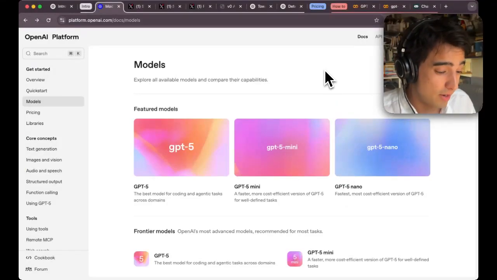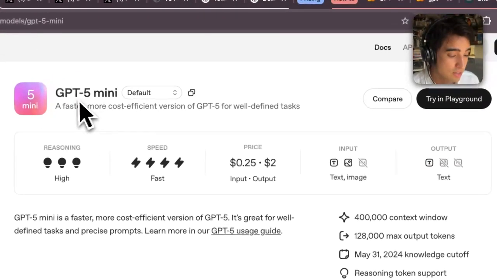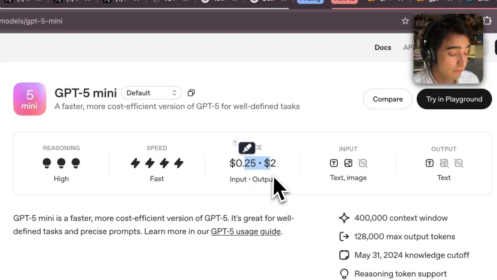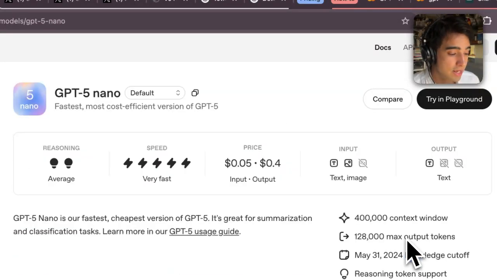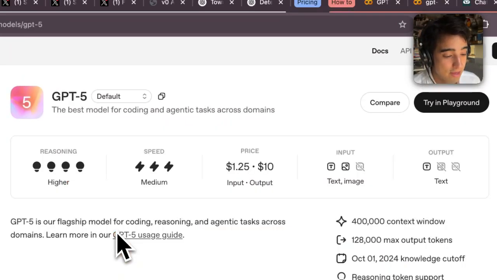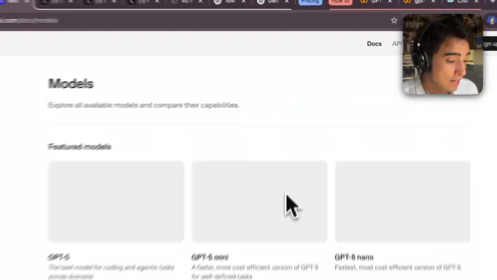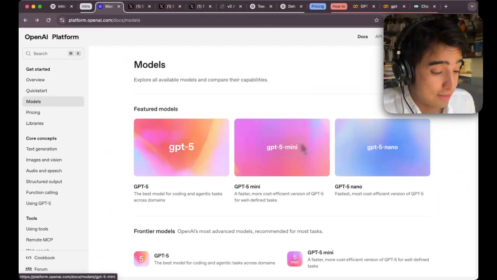And to me, that's quite alarming because the prices are very different. So GPT-5 Mini is 25 cents and $2 input output. Nano is 0.5 and 4 cents. And then GPT-5 is $1.25 and $10 per million tokens. I think that's a bit obscure.